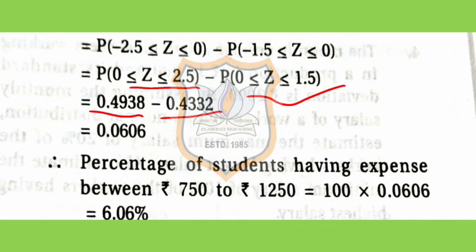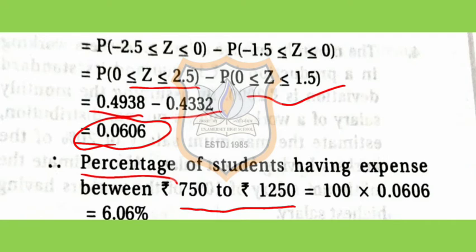When we subtract, we have 0.0606. Since the percentage is required for the students having expense between rupees 750 to 1250, we will multiply this by 100. So we will get 100 into 0.0606, and when we multiply, the answer will be 6.06%.